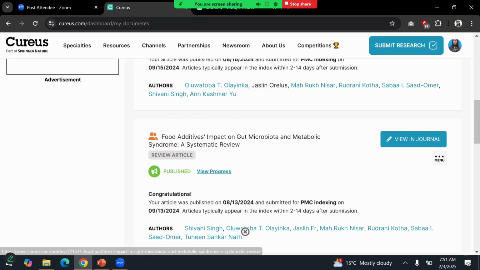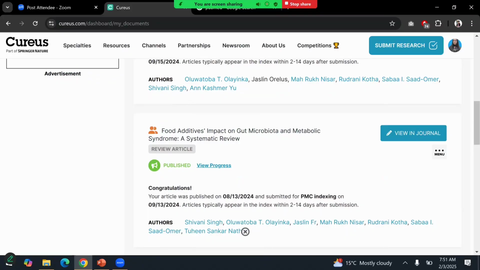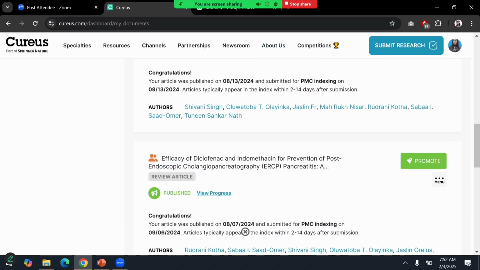Here is another one. Food additives impact on gut microbiota and metabolic syndrome. So this is two concepts, a combination of two things. One is food additives impact on which. Second is gut microbiota and metabolic syndrome. So these are a combination of the impact of food additives on this one. These are two concepts.